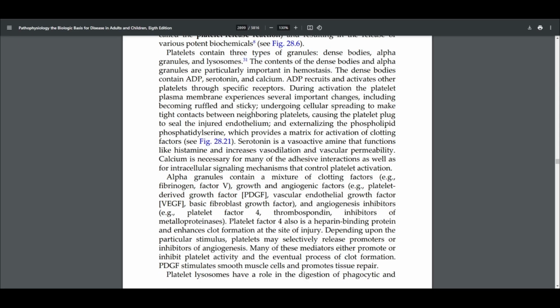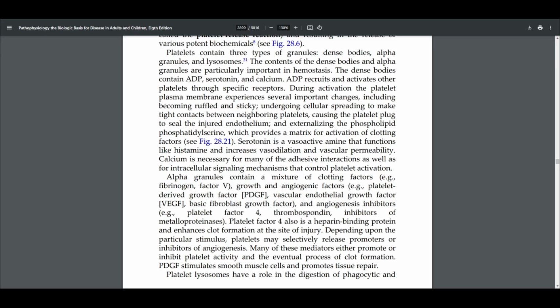Platelets contain three types of granules: dense bodies, alpha granules, and lysosomes. The contents of these dense bodies and alpha granules are particularly important in homeostasis. The dense bodies contain ADP, serotonin, and calcium. ADP recruits and activates other platelets through specific receptors.